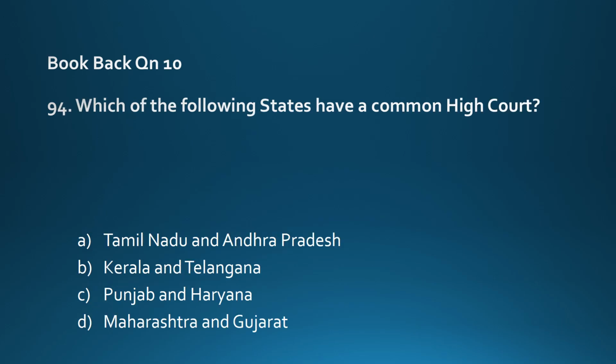Question number 94. Which of the following states have a common high court? Option A Tamil Nadu and Andhra Pradesh, option B Kerala and Telangana, option C Punjab and Haryana, option D Maharashtra and Gujarat. Correct answer is option C Punjab and Haryana.